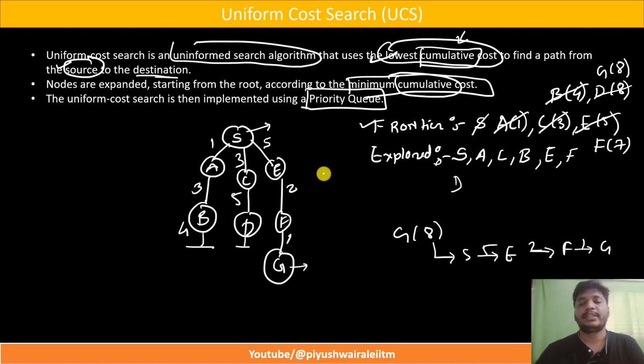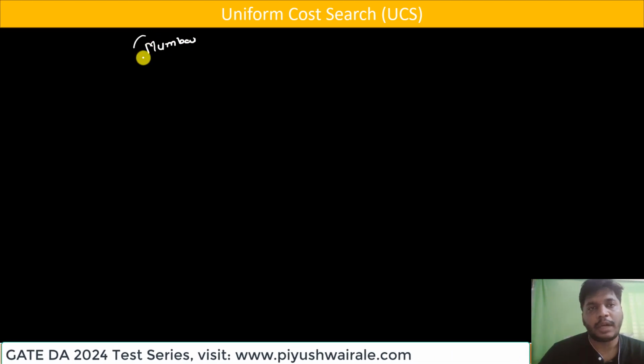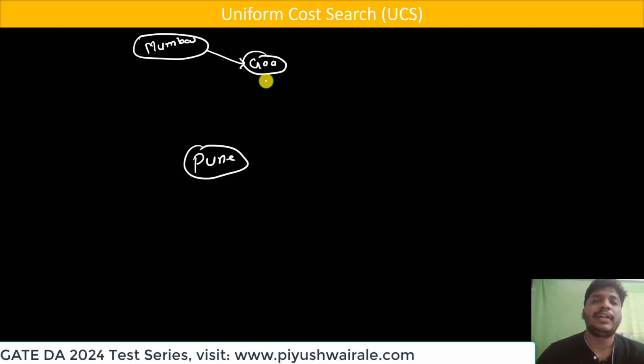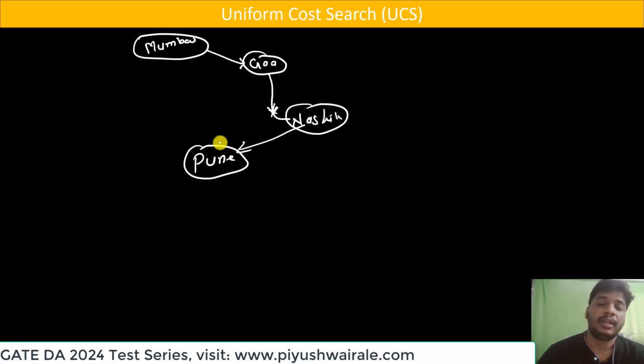Now let us take one more example. Suppose I am in Mumbai, and I want to go to Pune from Mumbai. One thing I can do is go to Goa first. For example, I can go to Goa, and from Goa I can go to, say, Nashik, and from Nashik I am going to Pune.